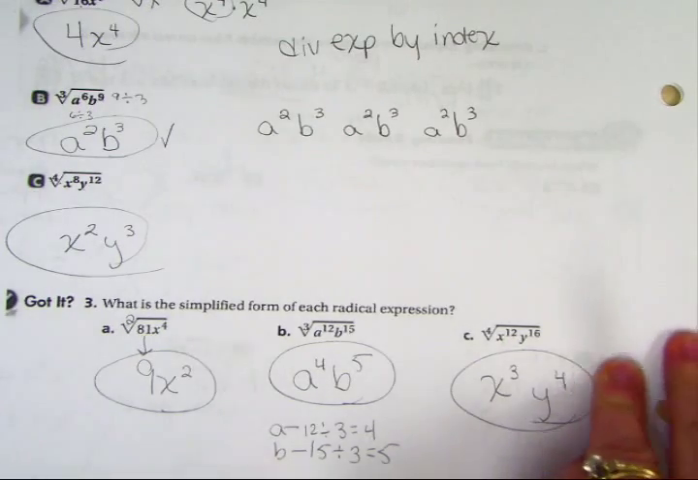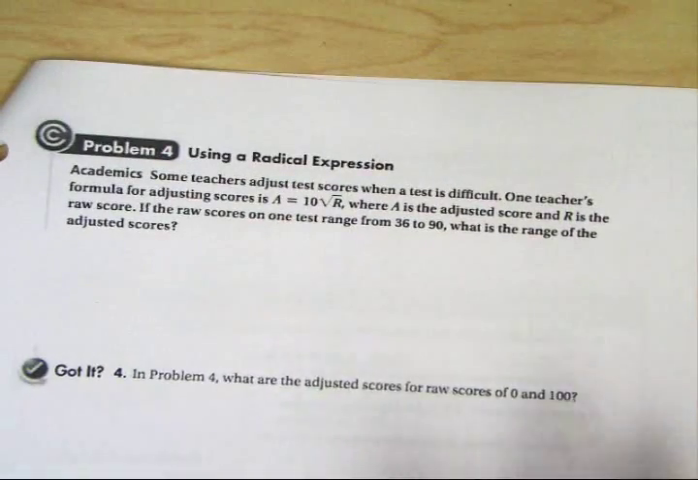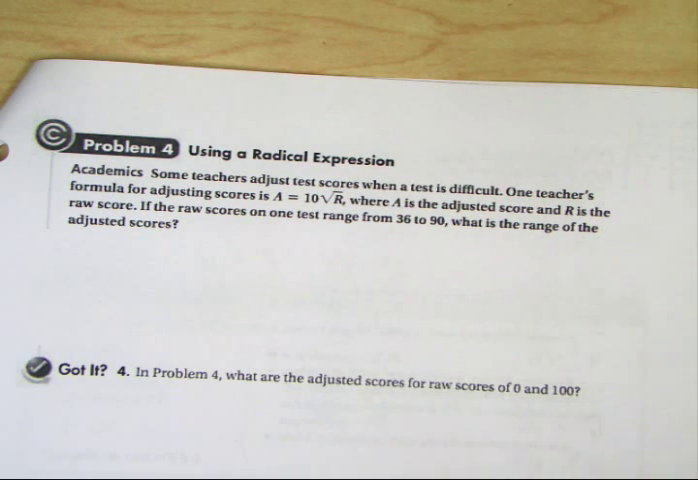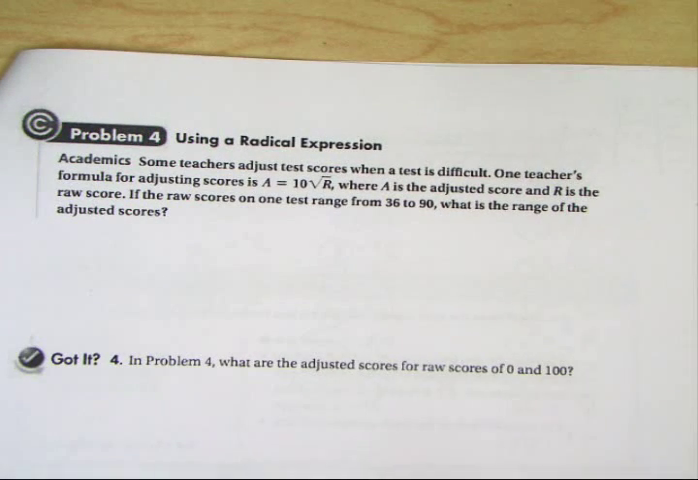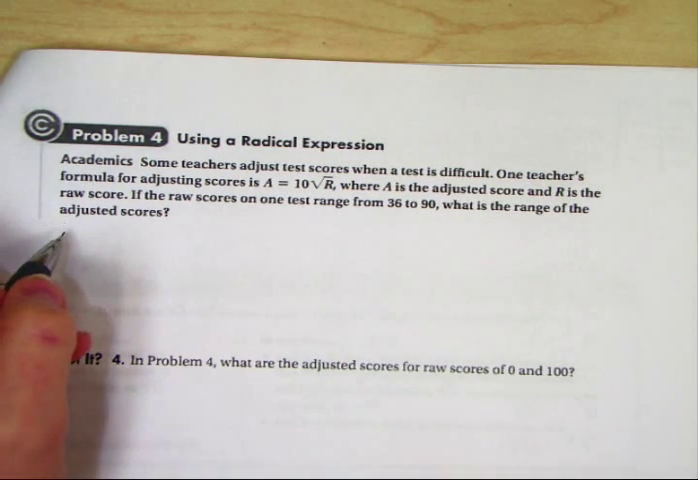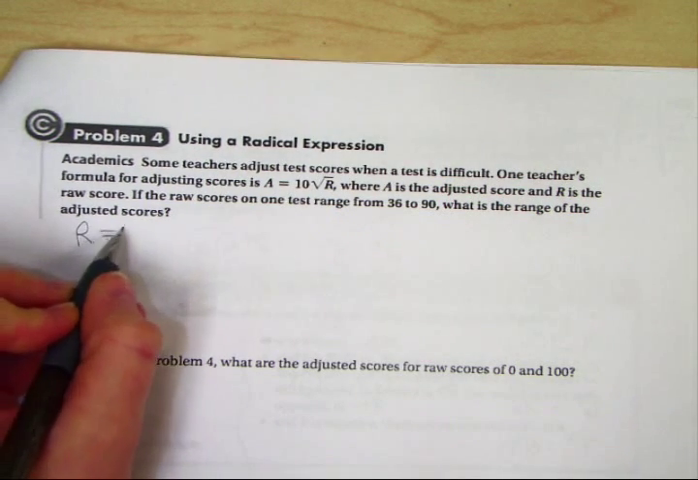Moving on to the next page, we have a word problem. It says some teachers adjust test scores when a test is difficult. One teacher's formula for adjusting scores is A equals 10 times the square root of R, where A is the adjusted score and R is the raw score. If the raw scores on the test range from a 36 to a 90, what is the range of the adjusted scores?